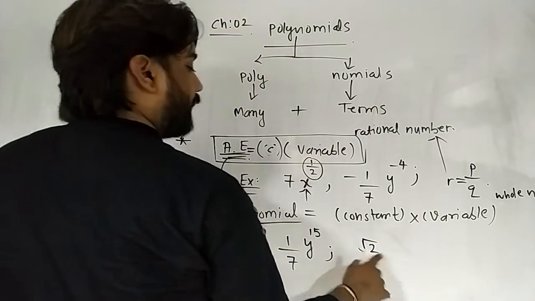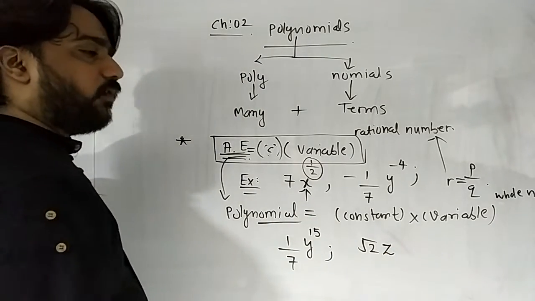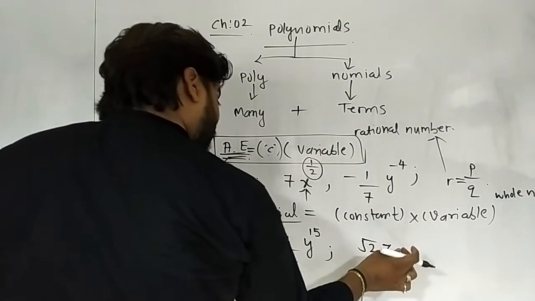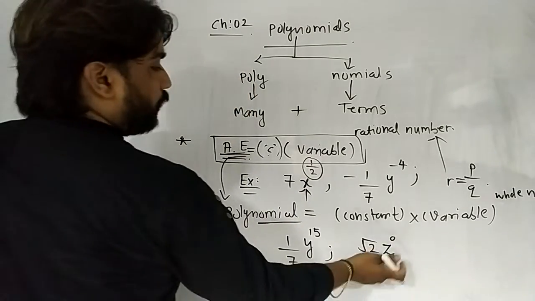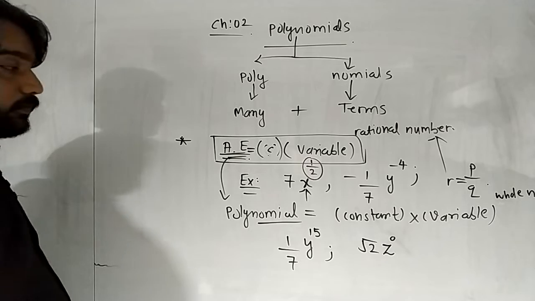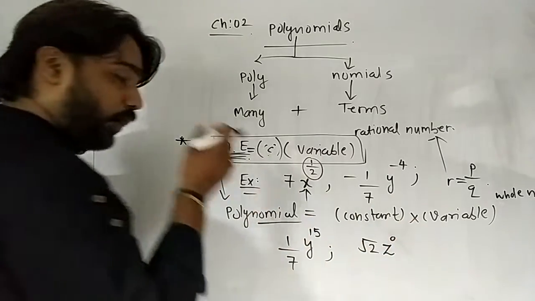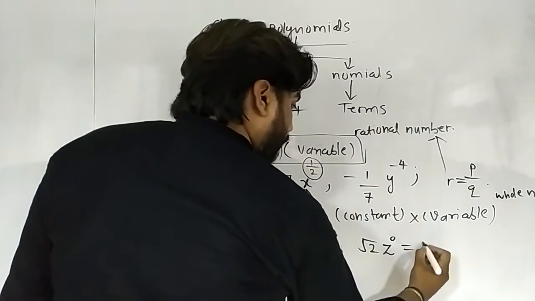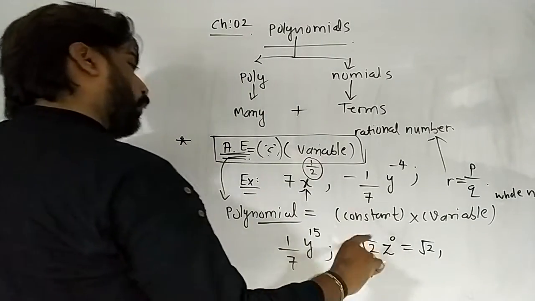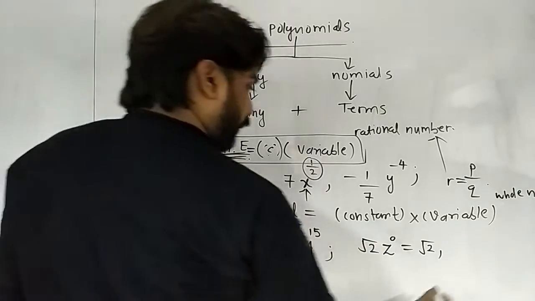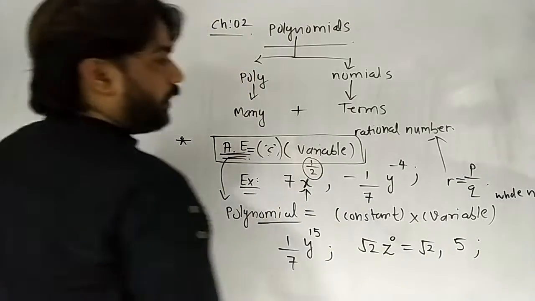Some another example. √2 is one constant into variable. Now let me take variable as z. Variable can be any alphabet. So root 2 into z. Again, the power of variable must be what? Whole number. So let it be 0, because 0 is a whole number. It means z raised to 0. Anything raised to 0 is what? 1. So these two are equal. Root 2. It means from this we can say any constant number is also a polynomial. Any constant number, say 5. 5 is a constant polynomial.